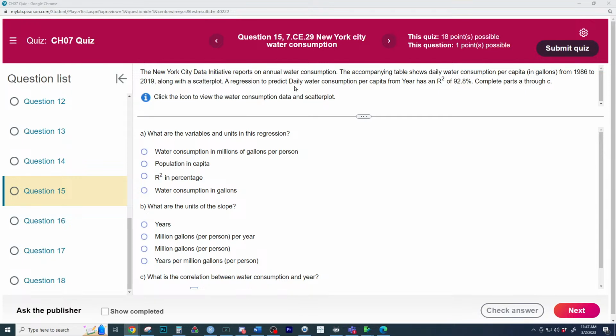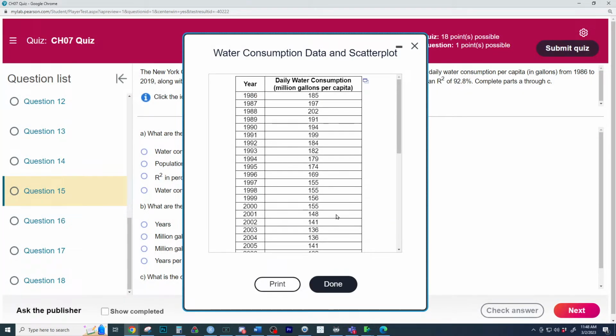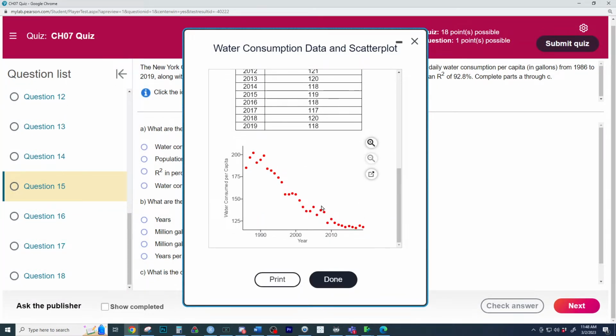The New York City Data Initiative reports on annual water consumption. The accompanying table shows daily water consumption per capita in gallons from 1986 to 2019, along with a scatter plot, technically a time plot then. Look at the end of this. What do you immediately notice at the end of this, Jesse? I haven't read the full question yet, but I see something that's a bit of an issue immediately.